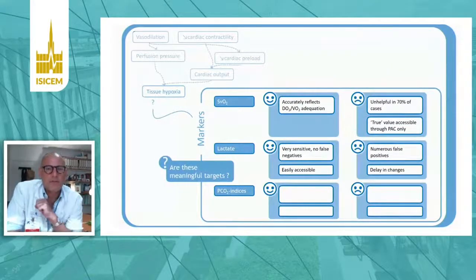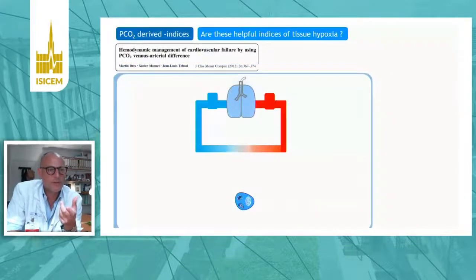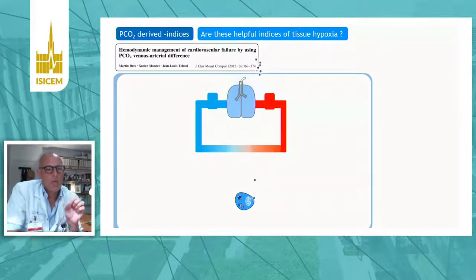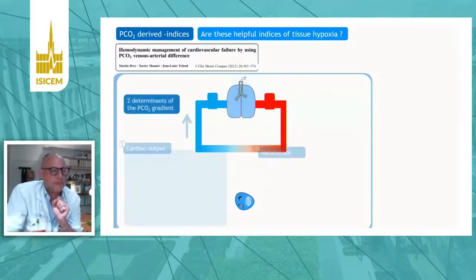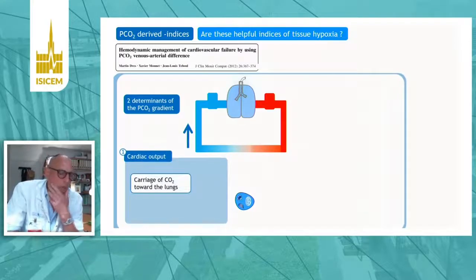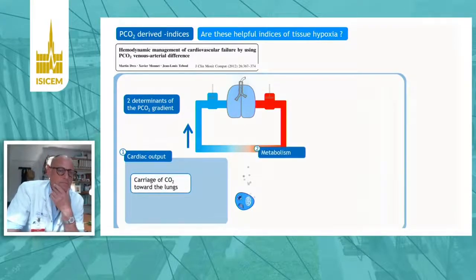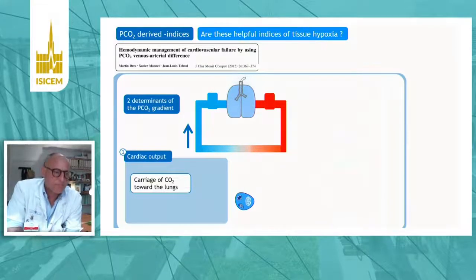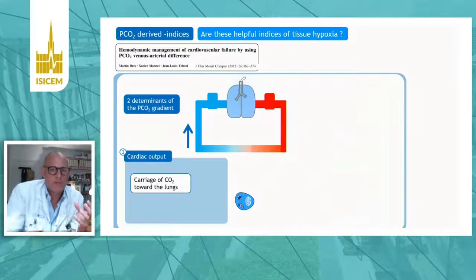What's behind, in fact, and what is the physiology of this difference between the venous and the arterial PCO2, of this PCO2 gradient or PCO2 gap? Basically, it has two determinants. The first is cardiac output, which carries CO2 toward the lungs, and the second is cell metabolism. It's easy to understand that if cardiac output is low, less CO2 is carried toward the lungs, and so it accumulates on the venous side. It means that the PCO2 gradient increases.